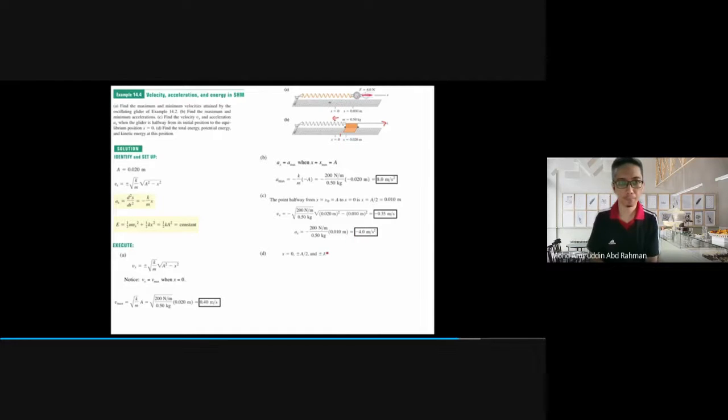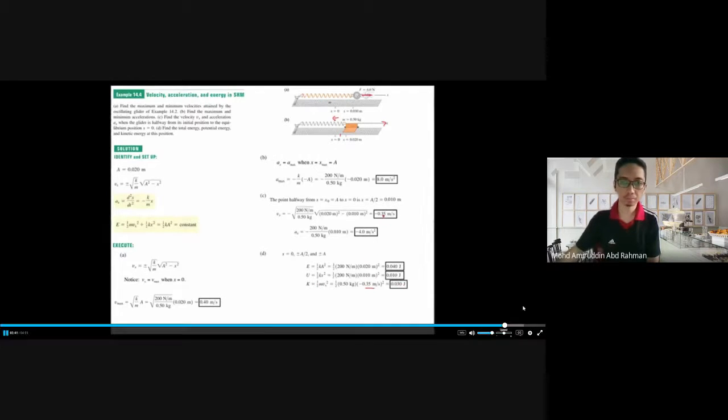And finally, at this position, we can calculate the total mechanical energy of the system, which of course has to be 1/2 kA squared, where A is the amplitude. That's 0.4 joules. The potential energy, putting in the numbers, is 0.01 joules, and the kinetic energy is 0.03 joules, where we put in the velocity that we calculated up here.